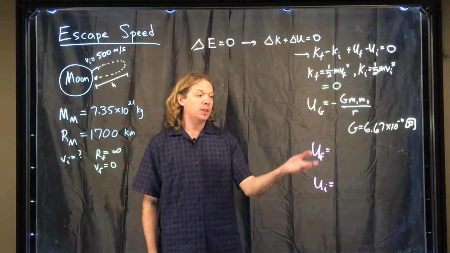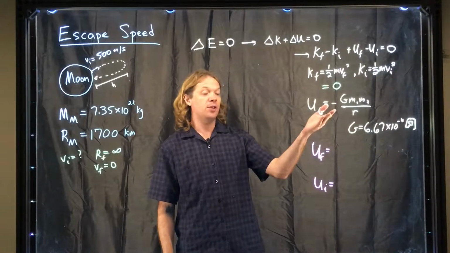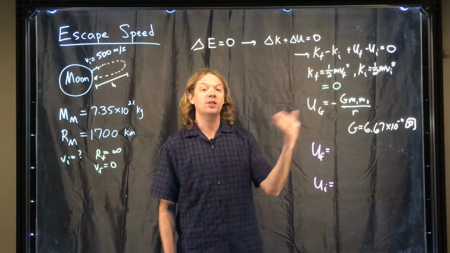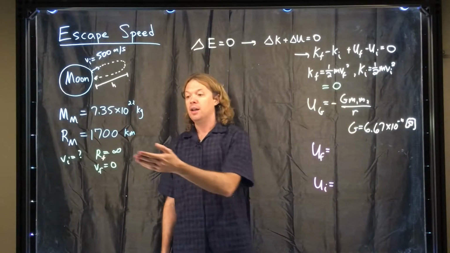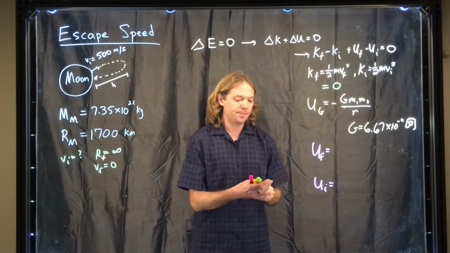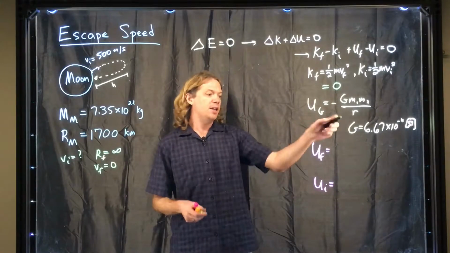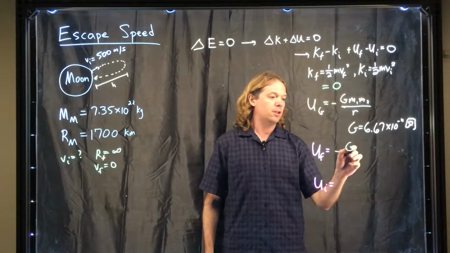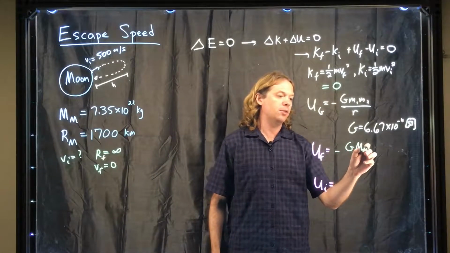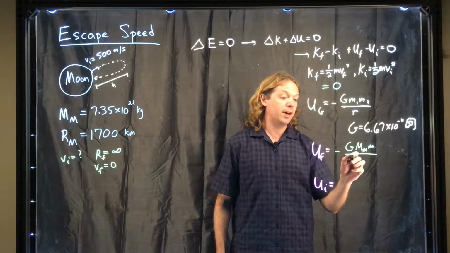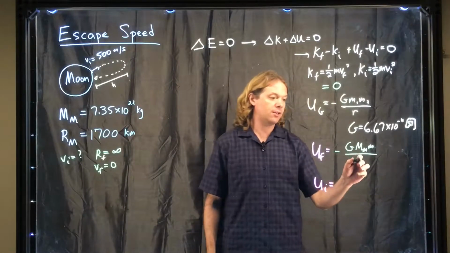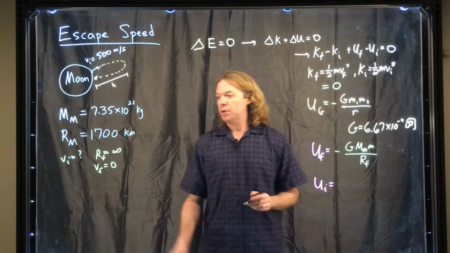So now we need to know what the potential energies are. Again, we're going to have to use universal gravity. mgh is clearly not going to work here if we're going infinitely far away from the object. So again, I need negative G times the mass of the moon times the mass of the object divided by the final position. That's r_f. But r_f is going to be infinity.